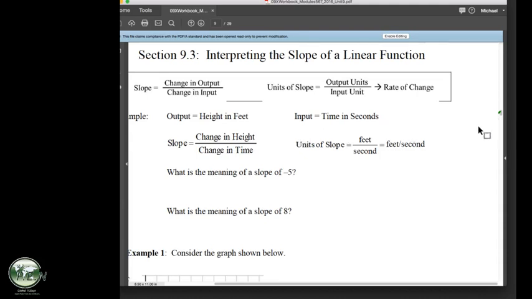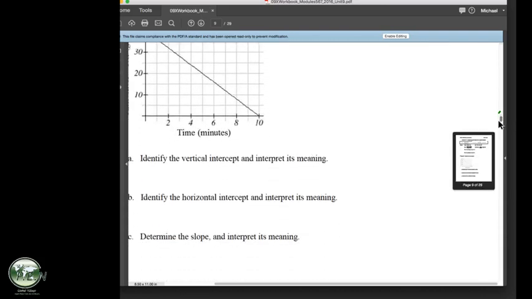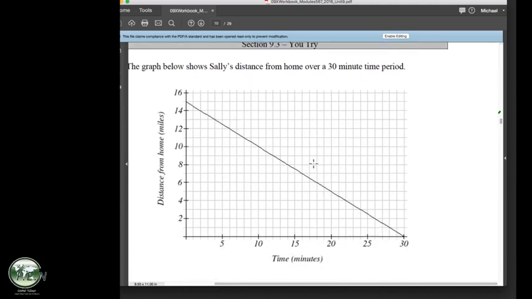It's the change in something. Okay. And you're going to see we use the slope to calculate things. These ones I'm going to let you work through. There are some graphs. Let's do this one together, and we'll see. Once we have a graph and we find the slope, we can find how fast Sally's going. So this is Sally's distance from home over a 30-minute period. This is time in minutes, and this is distance from home in miles.